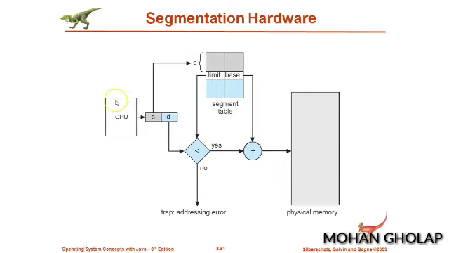Next we'll see what the hardware that supports segmentation is and how exactly the address translation or address mapping takes place. As usual, the CPU's address is a logical address, which consists of two tuples: S for the segment number and D for the offset. The segment number is used to locate the corresponding entry in the segment table, and we know that every record in the segment table has two entities, the limit and base. Base indicates the starting address in the physical memory and limit indicates the range.